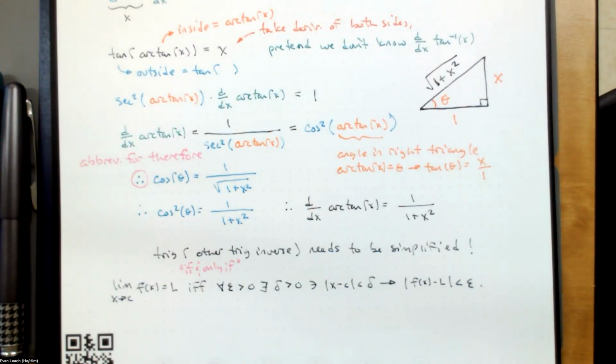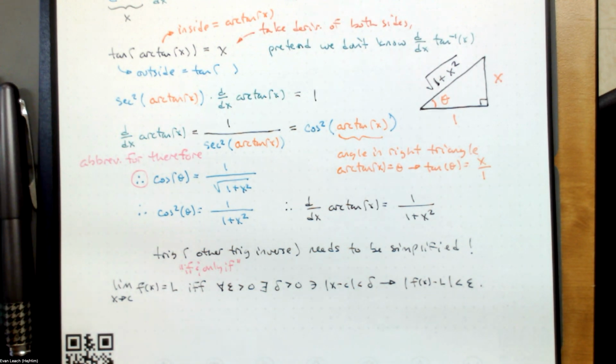That's just a bidirectional implication. The upside down A, that's what I was trying to draw here in front of the epsilon. That's an upside down A. That's an abbreviation for every or for all.